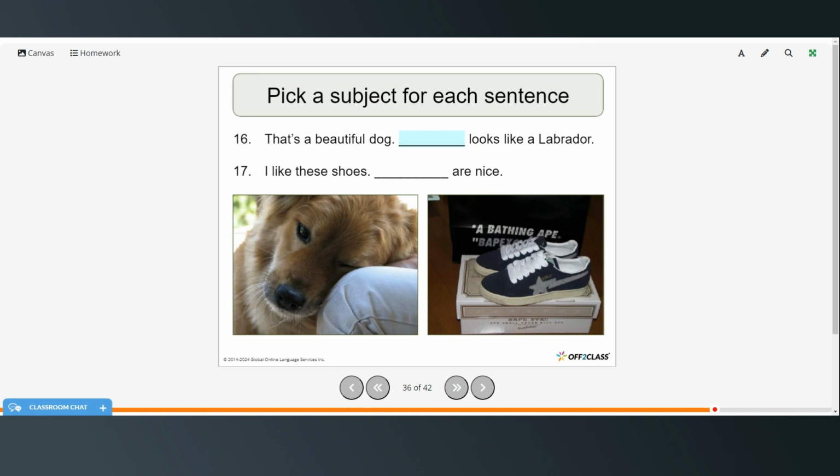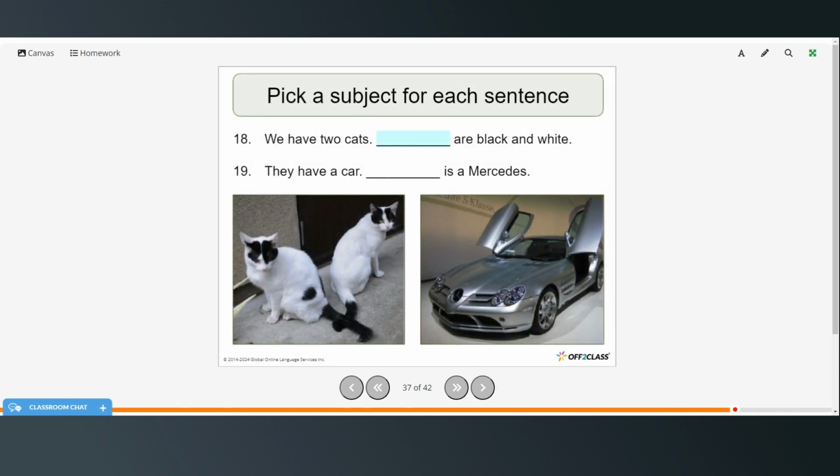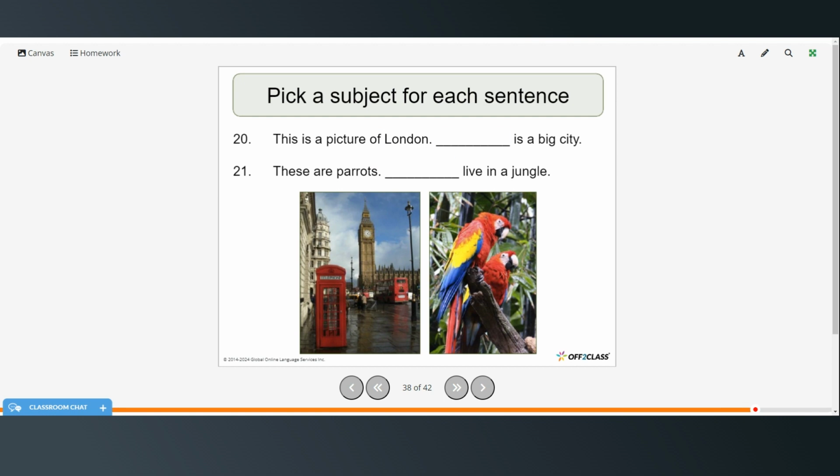That's a beautiful dog. It looks like a Labrador. I like these shoes. They are nice. We have two cats. They are black and white. They have a car. It is a Mercedes. This is a picture of London. It is a big city.